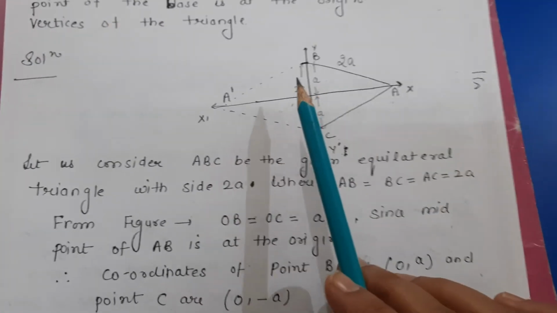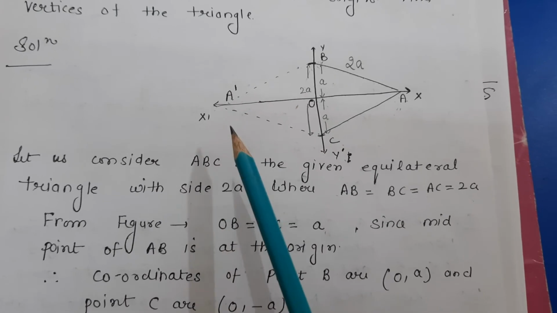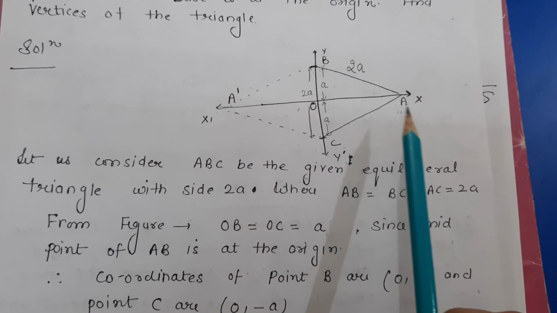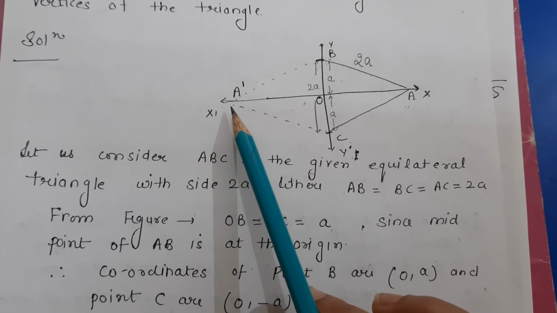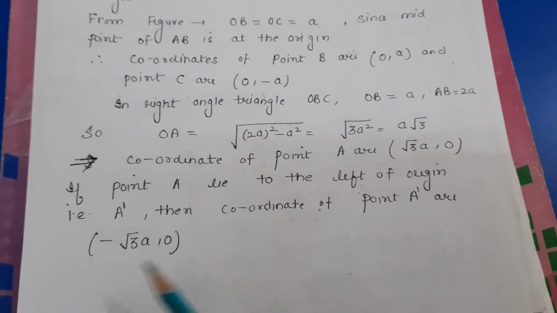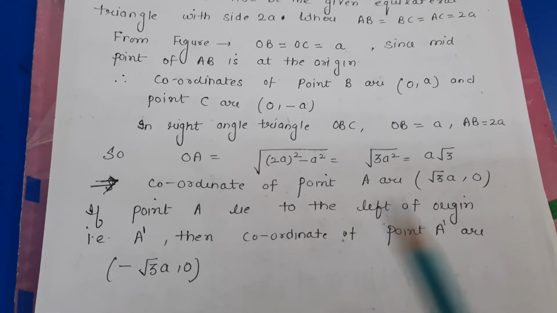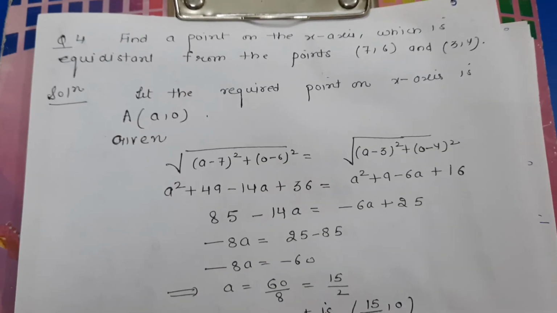Now the second thing, if this point A, let it be A dash, lies to the left of the origin, it is not given in the question whether it lies to the right of the origin or to the left of the origin. Now if it lies to the left of the origin, that means the sign of this will change. Coordinate will be (minus root 3 a, 0).